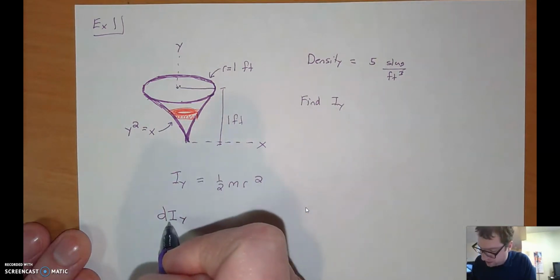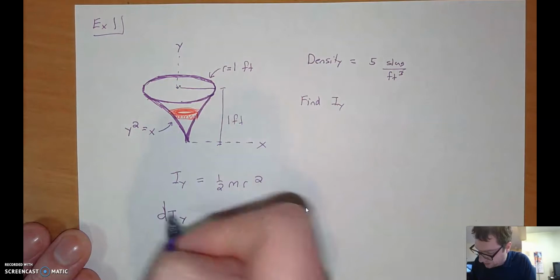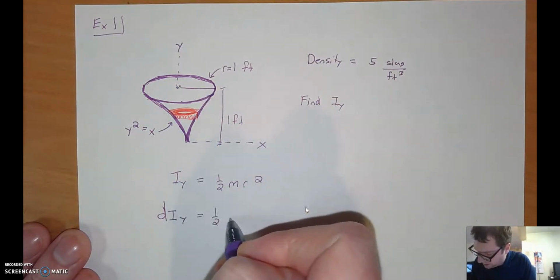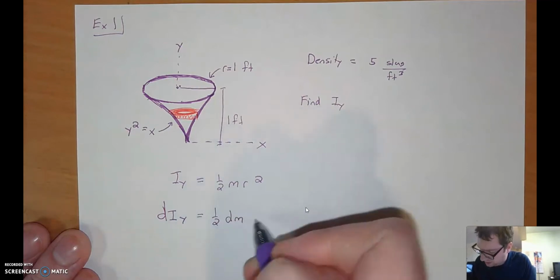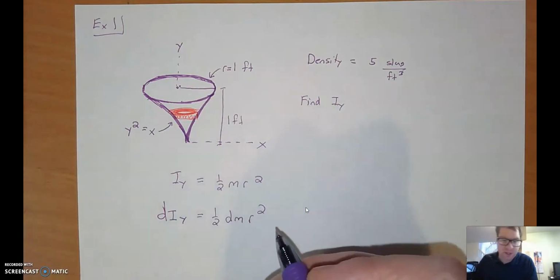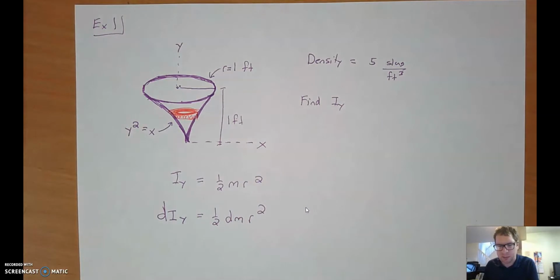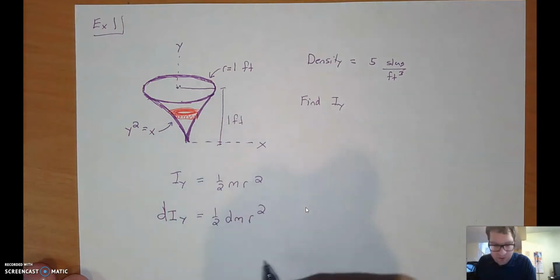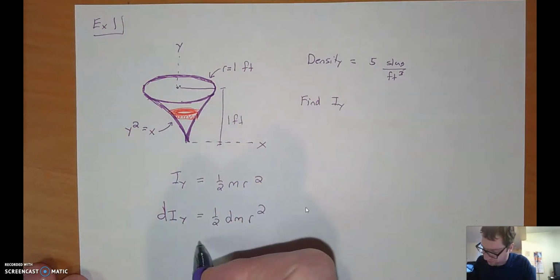So a partial piece of I_y, so dI_y, is 1/2 partial piece of mass, radius squared. So it starts to look like that initial problem, but it's slightly different. So we took the derivative of both sides is what we did. And we're going to work on just the right-hand side for right now. When we get done, we will integrate both sides and we'll be able to find I_y.